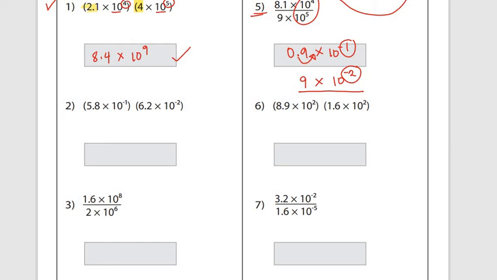So look at your numerical factors and go ahead and multiply them. So 5.8 times 6.2, that's going to give us 35.96 times 10. Look at your exponents. You are supposed to add them. So negative 1 plus negative 2 will give us negative 3.